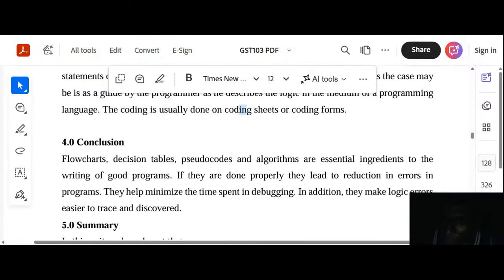I have a very short classwork. I want everybody to contribute. It's a very short one, but everybody contribute to that. That is a question. The coding is usually done on what?